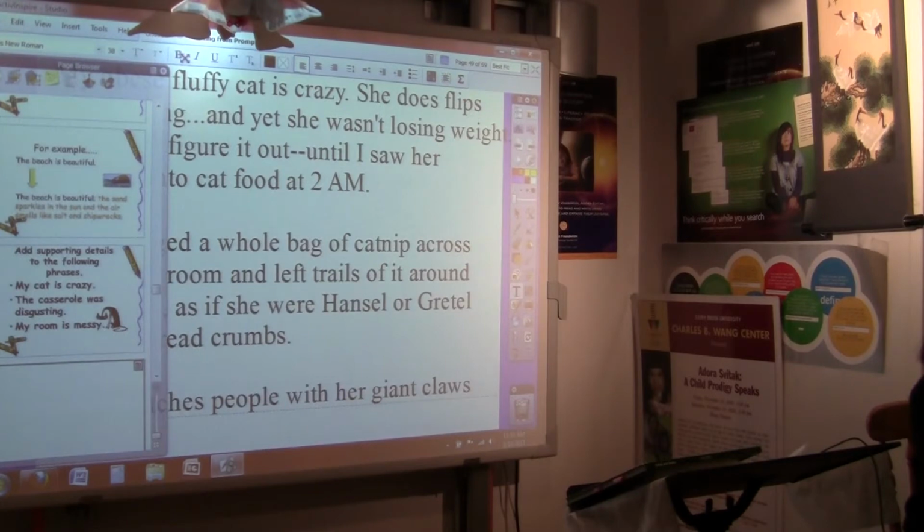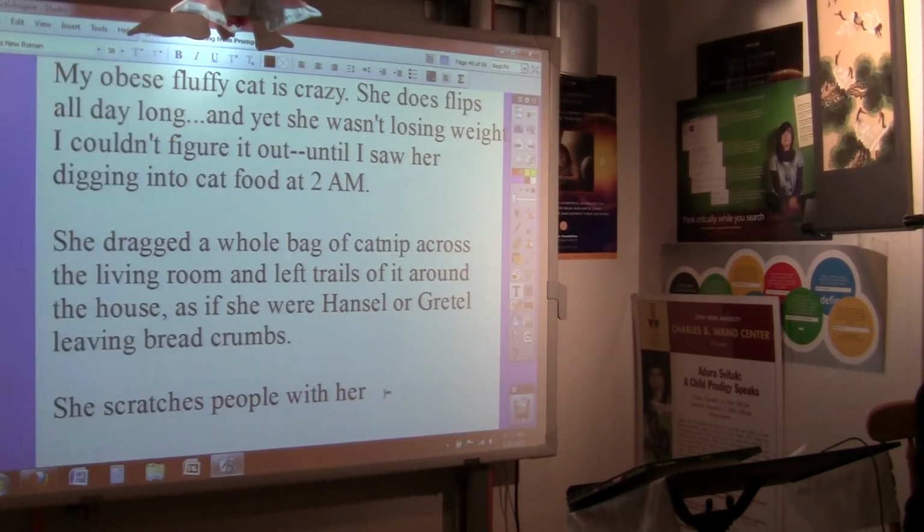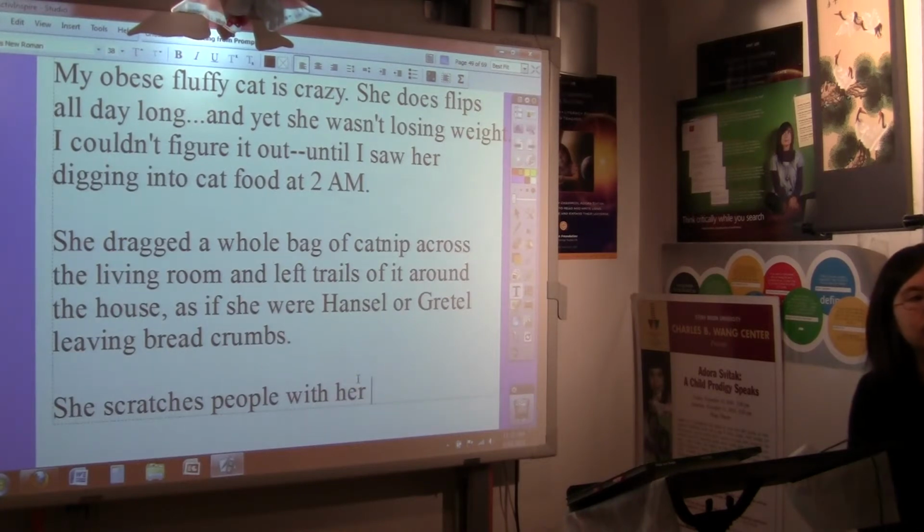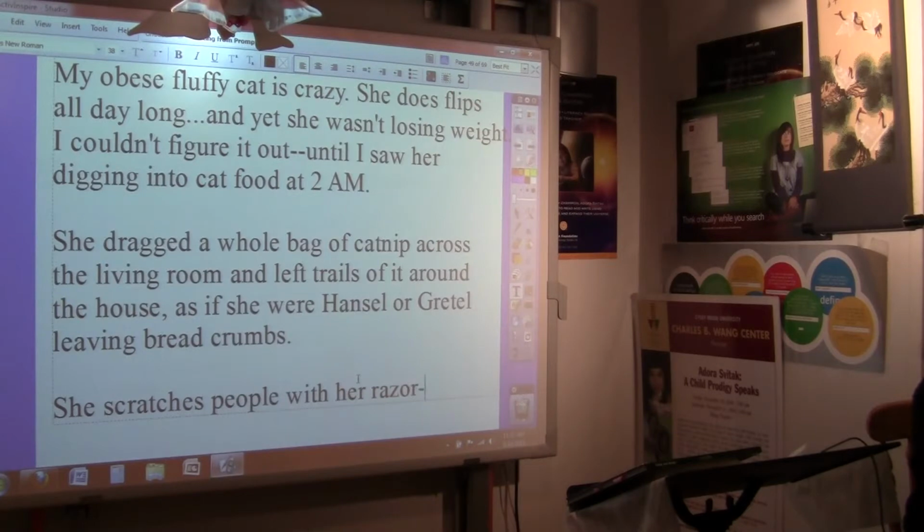Maybe, how can we describe how sharp her claws are? What's a word we could use to describe how sharp her claws are, aside from sharp? Razor sharp? With her razor sharp. Yeah, that's nice. Okay.